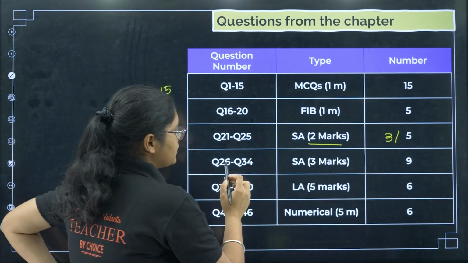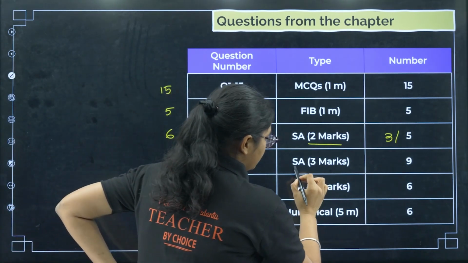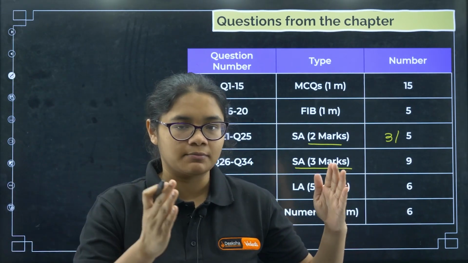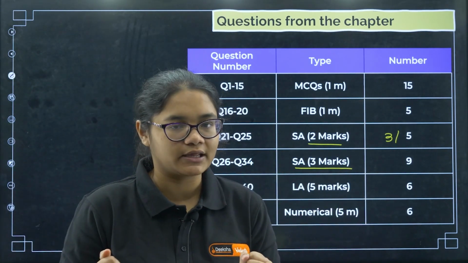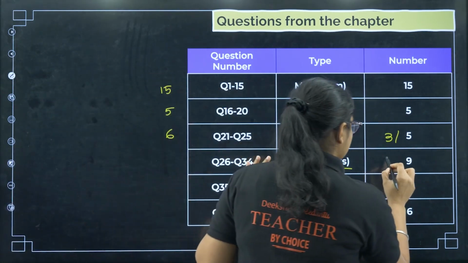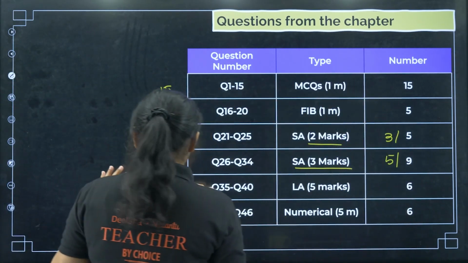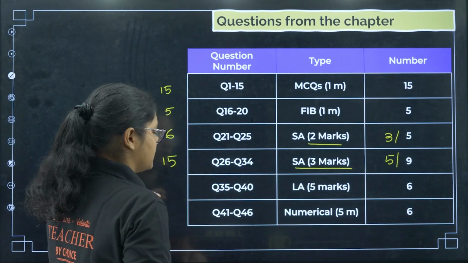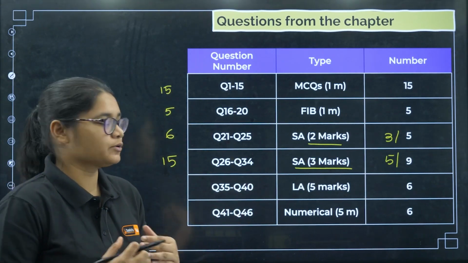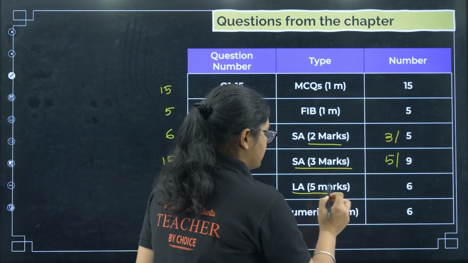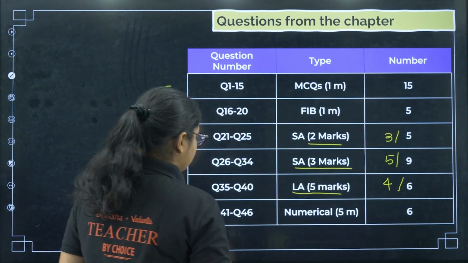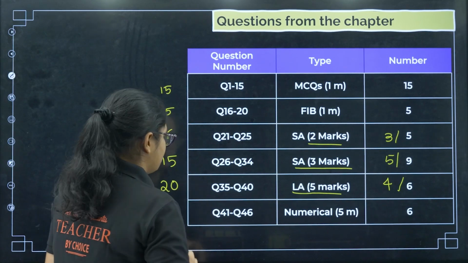Next we have question numbers 26 to 34, which are 3 marker questions. They have 2 sections, from inorganic chemistry and from organic chemistry. In total you have to write 5 questions, so you can write 5 out of 9, and this will give you 15 marks. Next, question numbers 35 to 40 are your 5 marker questions, mostly from organic chemistry. Here we have 6 questions in which you have to attempt any 4, and you can get 20 marks here.